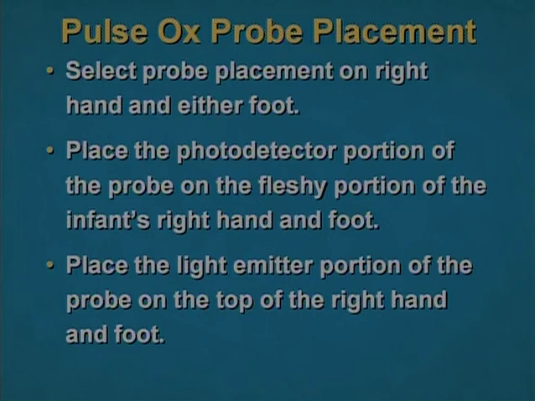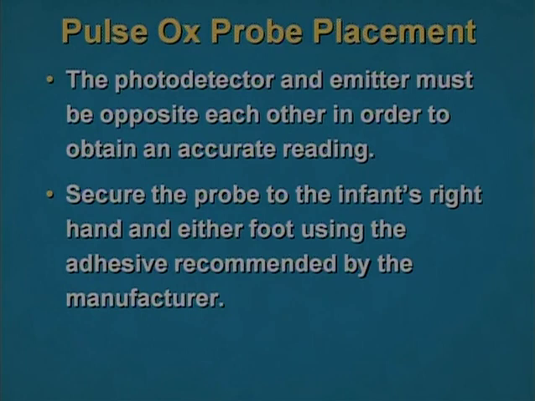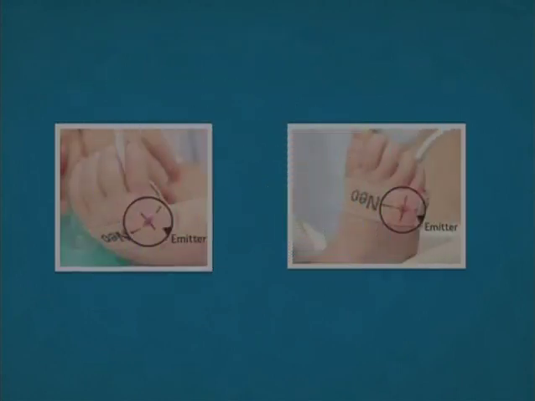It's also important that the photo detector portion of the probe be placed on the fleshy side of the infant's skin of the right hand and either foot. And the light emitter should be placed on top of the right hand and foot. It is important for the photo detector and the light emitter to be opposite each other in order to obtain an accurate reading. And the probe should be secured using the recommended adhesive provided by the manufacturer. So this is an image of proper placement of the pulse ox probe, and you can see the light emitter on the top of the right hand and infant foot, and you can see the wire placed on the bottom side of the hand and the foot.